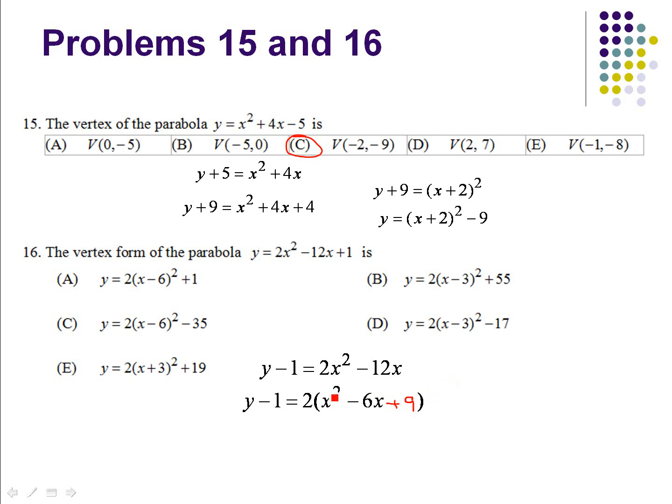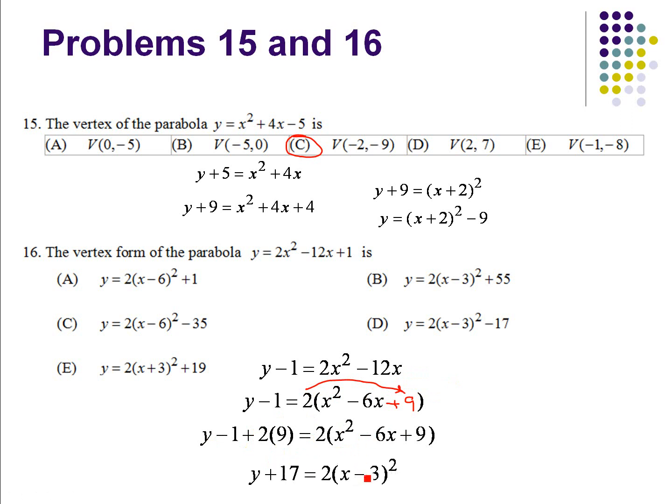When I add 9 here, I actually added 2 times 9. So I really added 18. So I got to add 18 to the other side. So 18 minus 1 is 17. This factors to 2 times x minus 3 squared. Move the 17 to the other side. And the answer there was D.